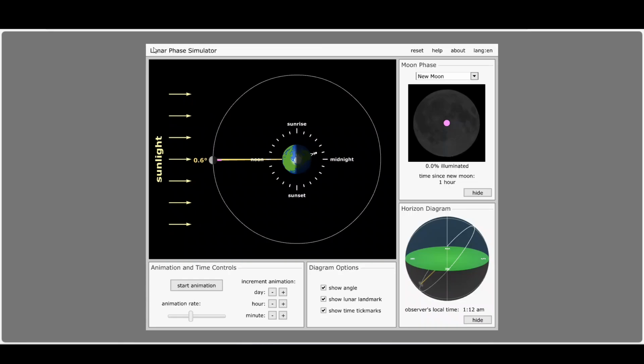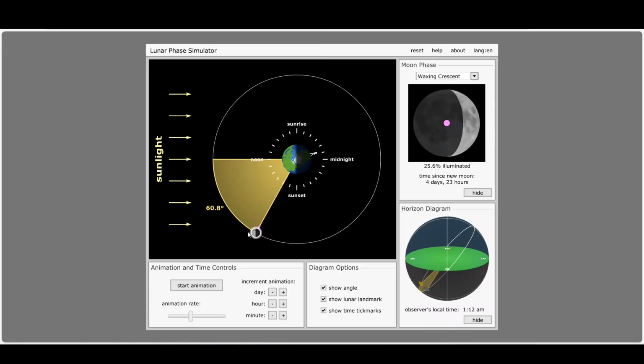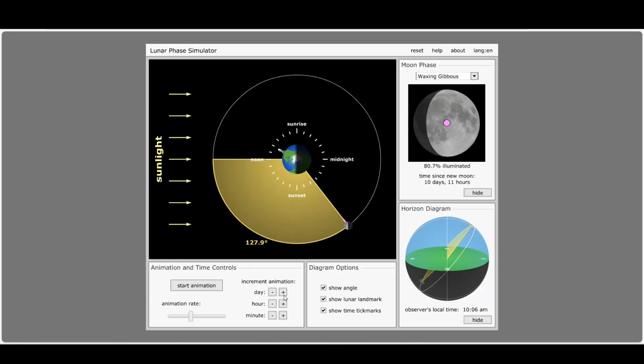And if you'd like to use the simulator, you can adjust the moon without running the animation. You can adjust where the person is, which affects the horizon diagram. You can make it increase days, an hour, to be more precise about which phase comes when.